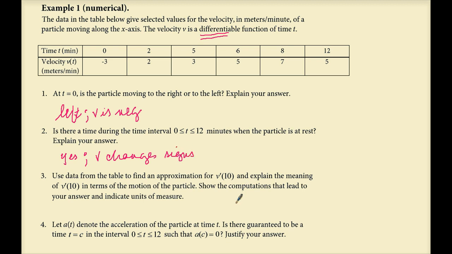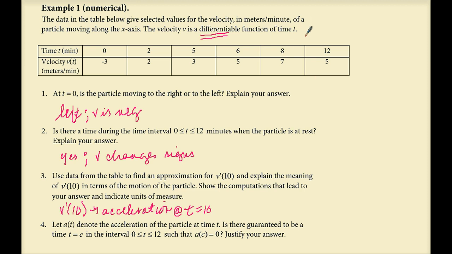Use the data from the table to find an approximation for v prime of 10 and explain the meaning of v prime of 10 in terms of the motion of the particle. Show the computations that lead to your answer and indicate units of measure. Well, v prime is acceleration, so v prime of 10 would be acceleration of the particle at t equals 10. How can we find acceleration?